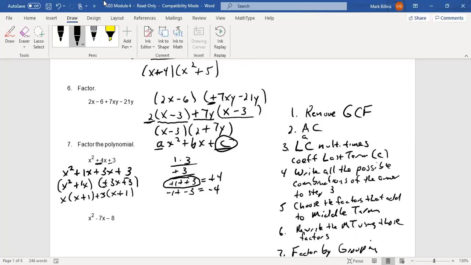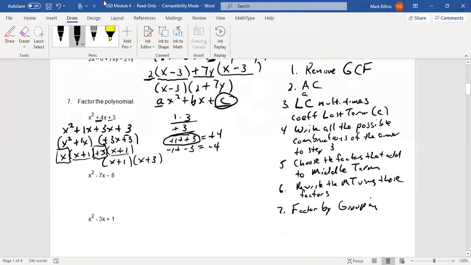Again, these have to be identical. Since they are, that's my common factor. And my other factor are the 2 values on the outside of the parentheses. So my final answer is x plus 1 times x plus 3. Order doesn't make a difference. If you wrote x plus 3 times x plus 1, it's the same thing.